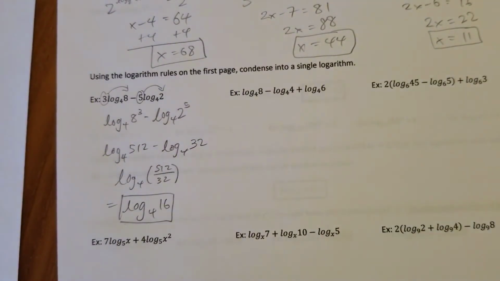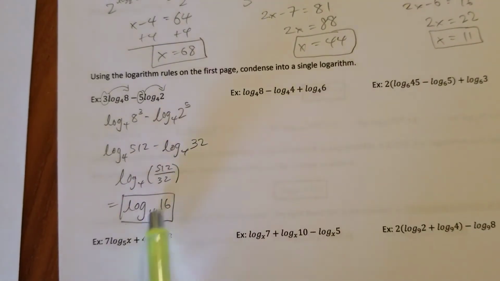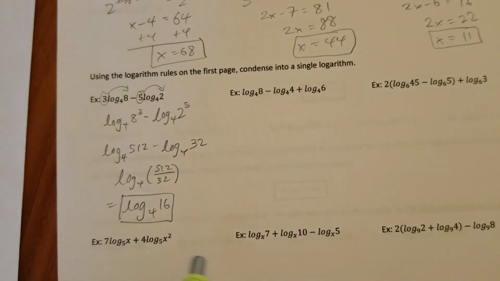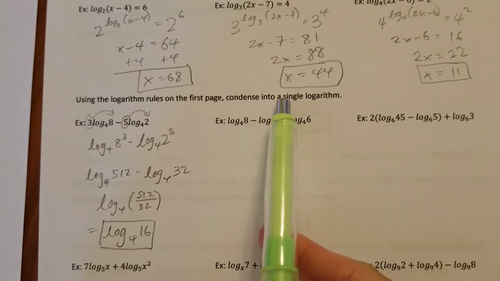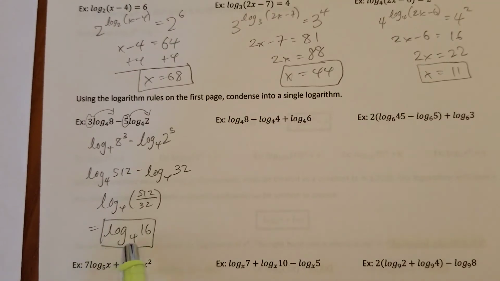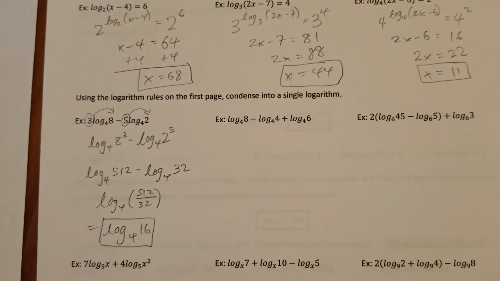Yeah, you could even go further. You could say, because this logarithm is an exponent, 4 squared is 16, so log base 4 of 16 is 2, if you wanted to write it as a whole number. But I'm just writing it as a single logarithm, so this is just log base 4 of 16.